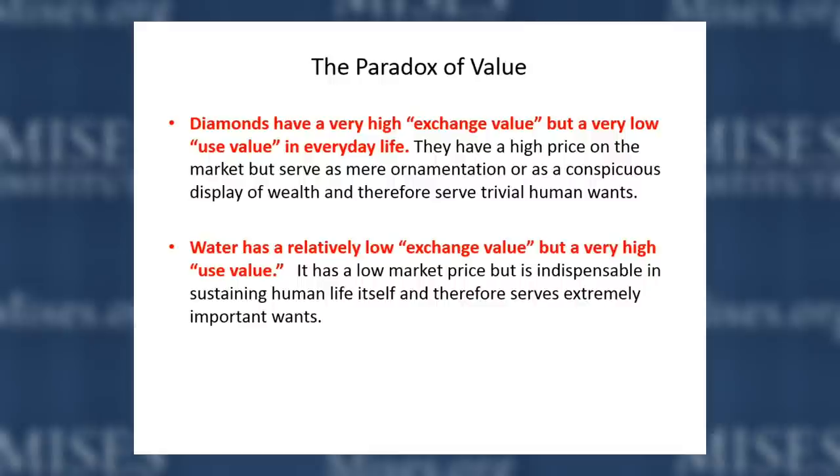So what is the paradox of value? Okay. The paradox of value goes as follows. Sometimes called the diamond water paradox. Sometimes it's easier to use bread instead of water. So the paradox goes as follows. Diamonds have a very, very high exchange value, which was another term for price that was used by the classical school. But they have very low use value in everyday life, okay? In the sense that diamonds are mere ornamentation, or displays of wealth so that people can show off how well off they are. The so-called conspicuous consumption.